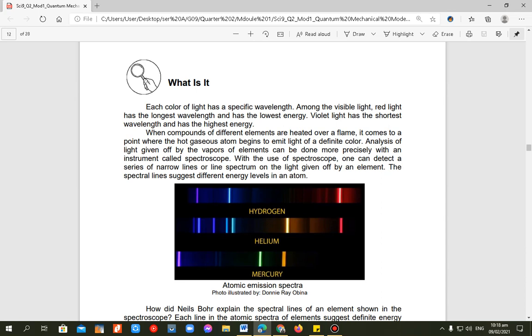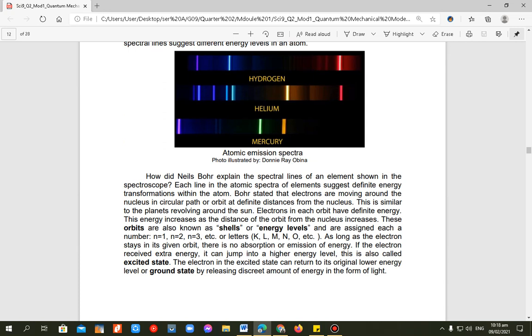levels in atom. So dito, sabi ni Neil Bohr, how did Neil Bohr explain the spectral lines of an element shown in the spectroscope? Paano ba niya na-explain? So dito, each line in the atomic spectra of elements suggests definite energy transformations within the atom. So he also stated that electrons are moving around the nucleus in a circular path, just like sa planet po natin, yung circulation of our planets, the revolution. So parang ganun yung pag-ikot ng elements natin sa nucleus. So sabi dito, this is similar to the planets revolving around the sun.